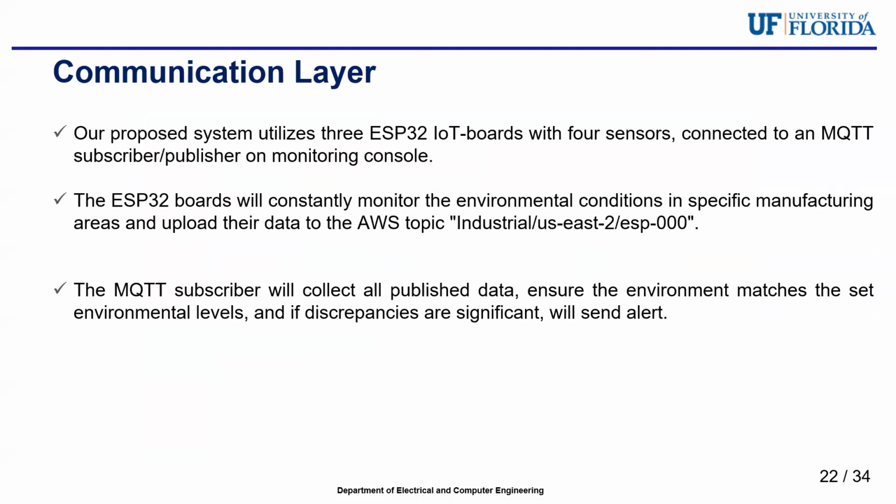These ESP32 boards will continuously monitor the environmental condition in the SMT assembly line, and then publish their data to the AWS topic named industrial/us-east-2/ESP000. And then the MQTT subscriber will collect all the published data and ensure that the environment matches the set environmental level. And if the discrepancy is significant, it will send an alert or notification to users.